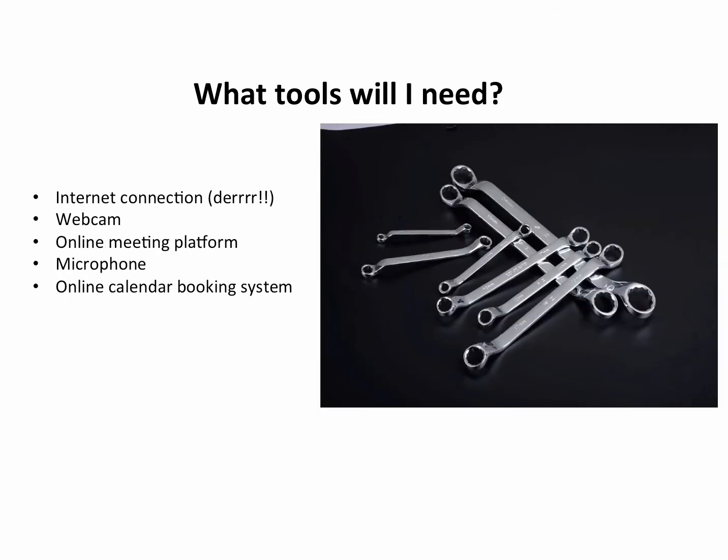So in terms of some tools, let's just have a look at some basics, right? You're going to need an internet connection, right? Like the proverbial no-brainer, of course. Next one is some type of webcam. Again, that's for the visual side of things, and particularly if you're looking to ID clients, which you may well need to, then naturally that comes in handy. There's going to be an online meeting platform that you'll need in order to facilitate the conversations. You'll need some type of microphone and an online calendar booking system so that people can see your availability and book in accordingly.